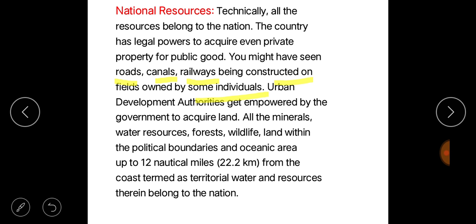Okay. All the minerals, water resources, forests, wildlife. We cannot go to the forest and cut the plants or the trees indiscriminately, because this is a national resource. Government owns the property. Okay. The coast, the territorial waters and their resources, these all belong to the nation.